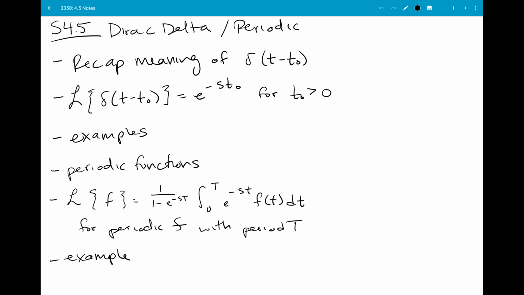Okay, so let's get our wrap up going. So this is what I said we would go over. Recap delta functions, practice taking the Laplace transform of them, and then talk a little bit about those periodic functions that we only briefly referenced previously, and do examples of both those things.